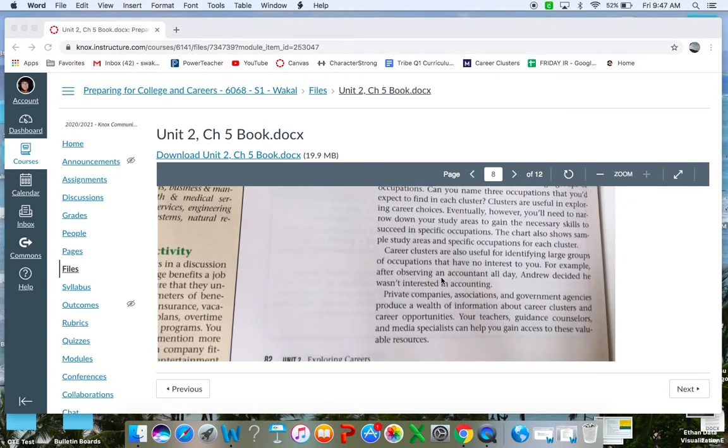Okay, so clusters are useful in exploring career choices. Okay, so I said there's all these jobs you've got to pick from. That's why they divide them up. Eventually, however, you'll need to narrow down the study areas to gain the necessary skills to succeed in specific occupations. The chart also shows sample study areas and specific occupations for each cluster. Career clusters are useful for identifying large groups of occupations that have no interest to you. For example, after observing an accountant all day, Andrew decided he wasn't interested in accounting.